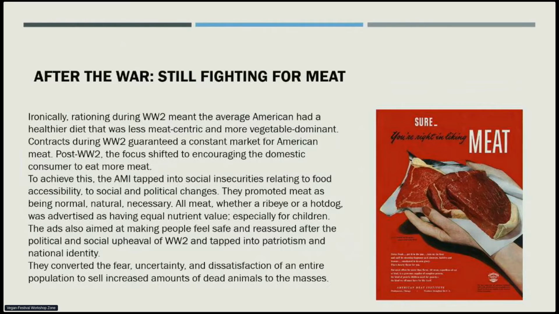And this was especially important for children, considering how heavily rationed children had been when it came to a lot of food. So the ads also aimed at making people feel safe and reassured after the war. You know, all the political and social upheaval that occurred, and tapped into patriotism and national identity. What they did is they tapped into fear, uncertainty, and dissatisfaction of an entire population to sell increased amounts of dead animals to the masses and make it seem important as your identity as an American.